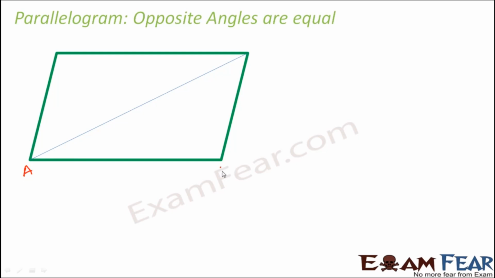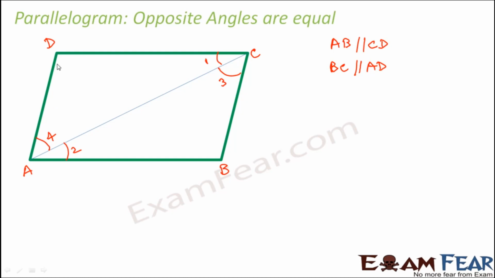So again, let's name the parallelogram. It's ABCD. We draw a diagonal AC. Let's also name these angles. Let's say this is angle 1, this is angle 2, this is angle 3, and this is angle 4. Now, what are the things that we know? We know by definition of parallelogram that AB is parallel to CD and BC is parallel to AD. This is something which is known to us.